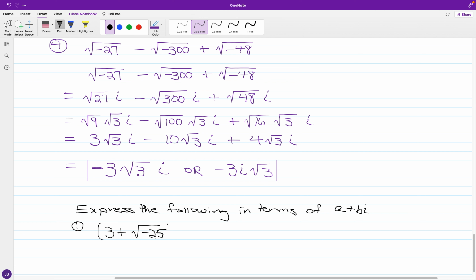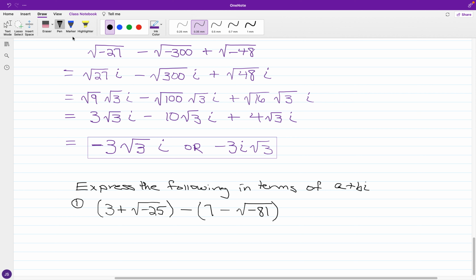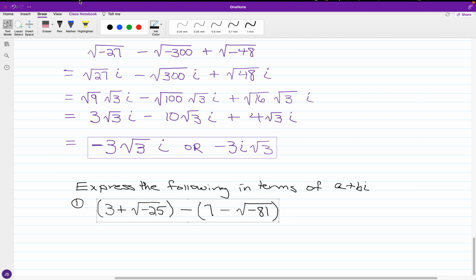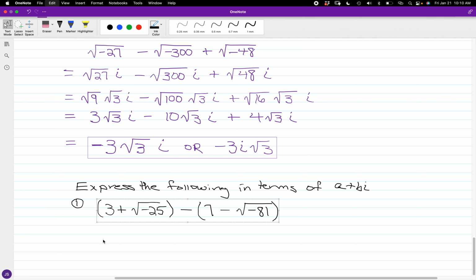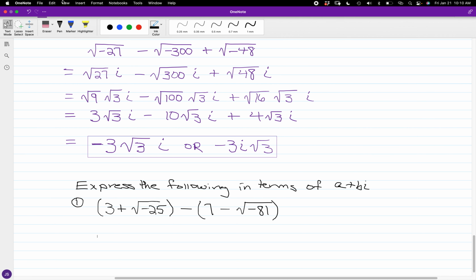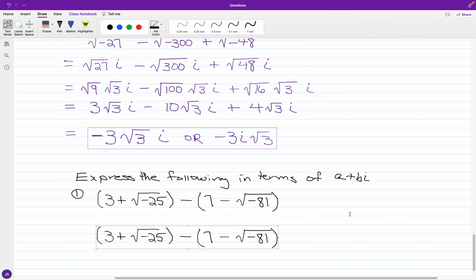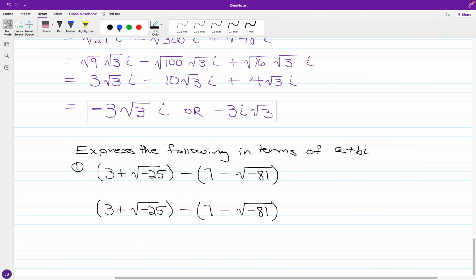And we'll say we have minus the quantity 7 minus the square root of -81. Right. So if I were to express in terms of a plus bi, okay, so rewriting the square roots of negatives in terms of the letter i.